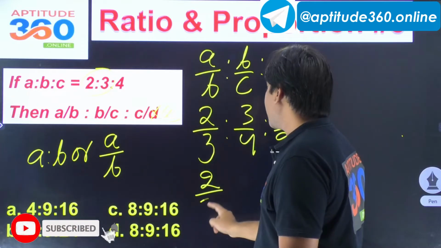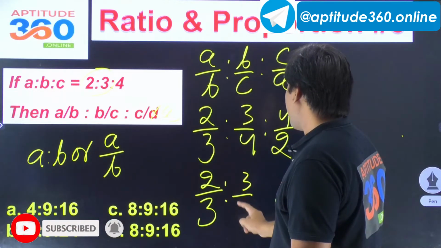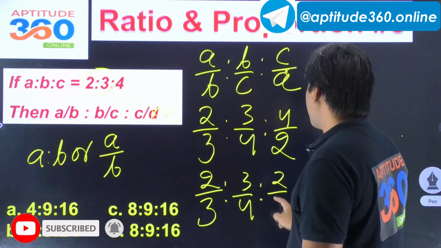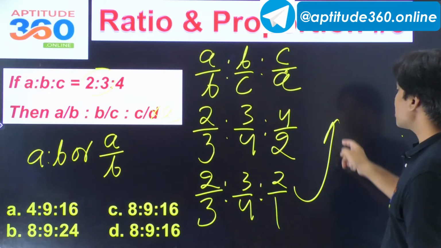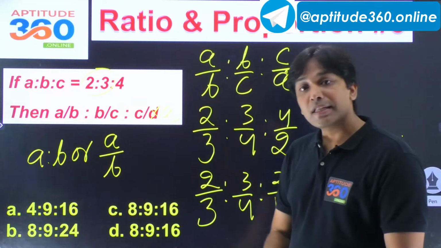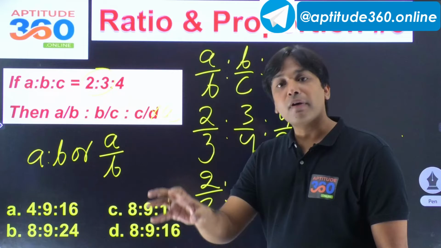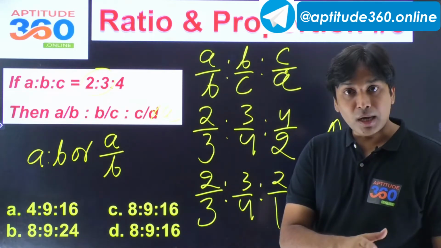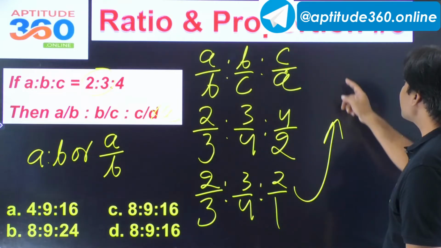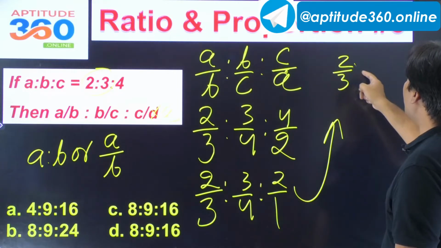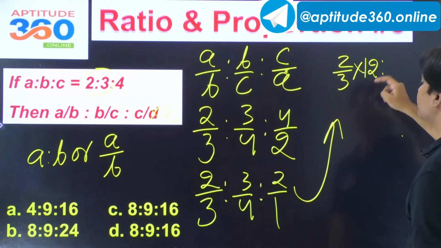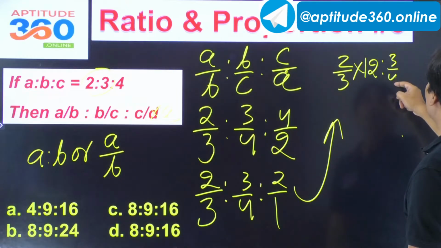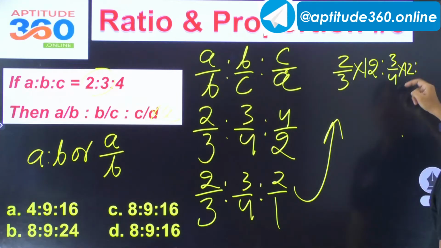This is now 2 by 3 and 3 by 4 and 2 by 1. Now you know how to simplify this. How do you simplify this? By taking LCM of all the values in the denominator. So 3, 4 and 1, the LCM comes out as 12. आप 12 से क्या करोगे? इन सबको मल्टीप्लाई करोगे, यही करोगे ना. So which is 3 by 4 into 12 is 2, 2 into 1 is 12.